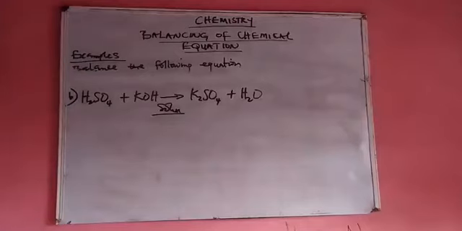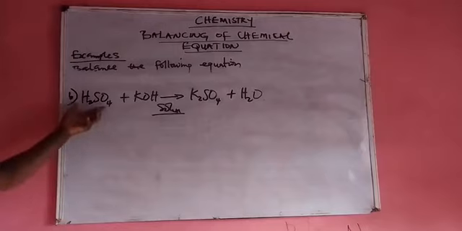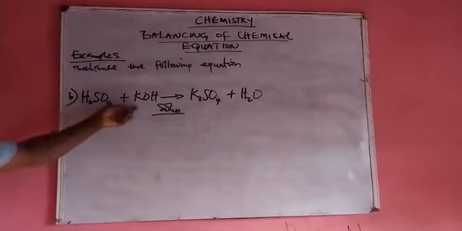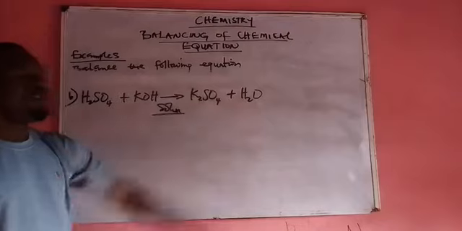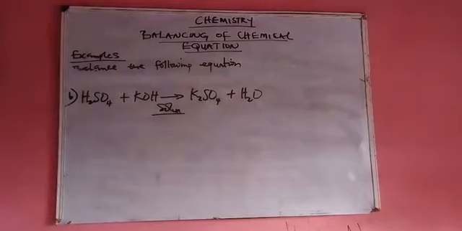For example, the big part of balancing of equation. So if you balance this equation here, H2SO4 plus KOH gives K2SO4 plus what? H2O. Now let's check if this equation is balanced.